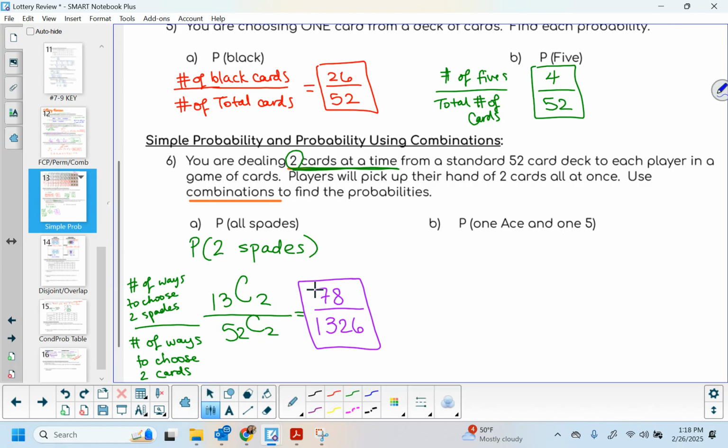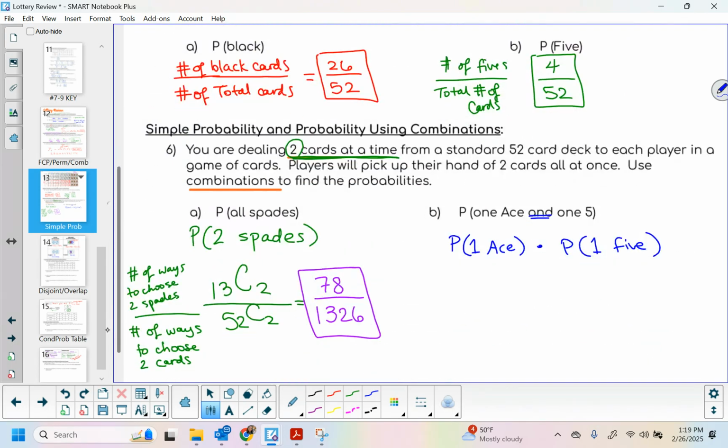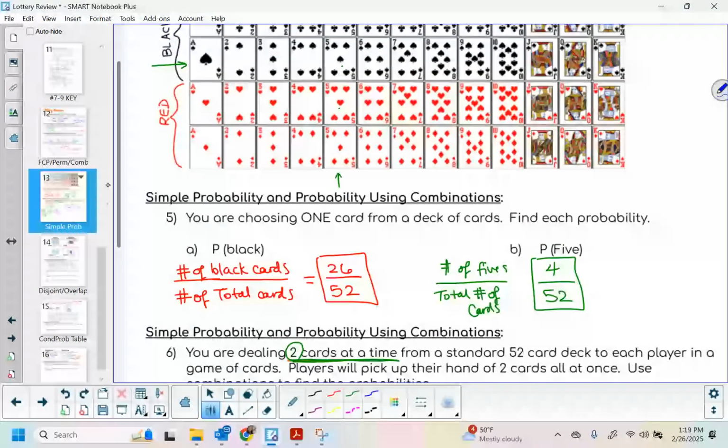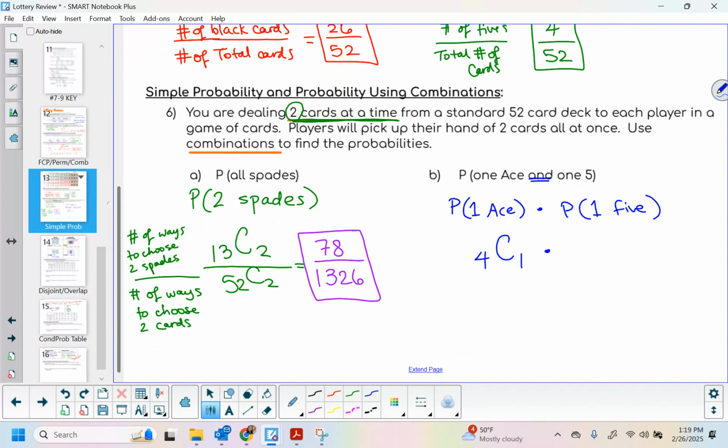Okay, and then this one says 1 ace and, so I know I'm going to multiply. So the probability of choosing 1 ace times the probability of choosing 1 5. So how many aces do I have in my deck? I have 4 aces in my deck. So of the 4 aces, I'm choosing 1. And then how many 5s do I have in my deck? I have 4 5s in my deck. So of the 4 5s, I'm choosing 1. And that's all going to be out of how many ways I can choose 2 cards.